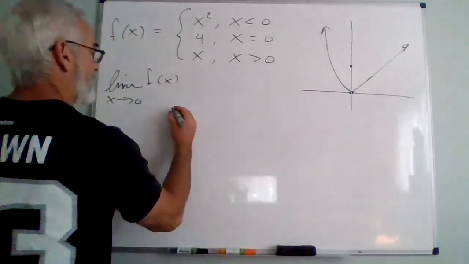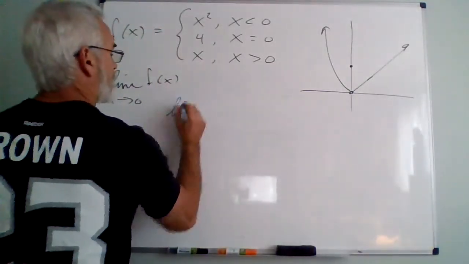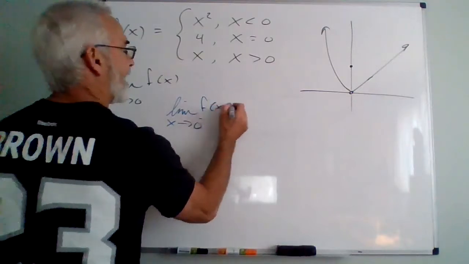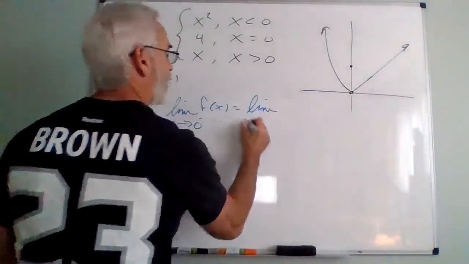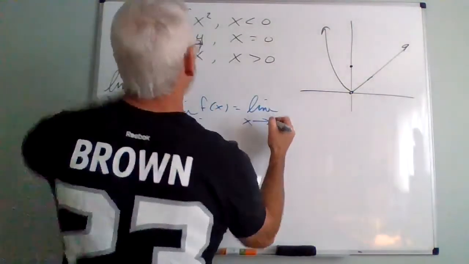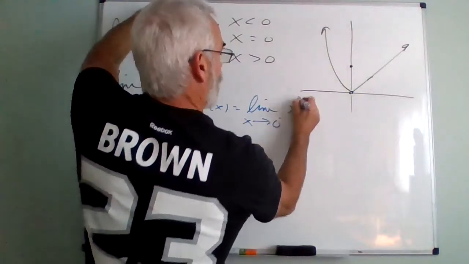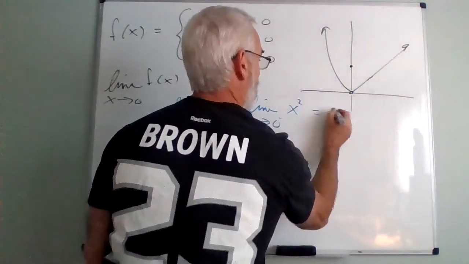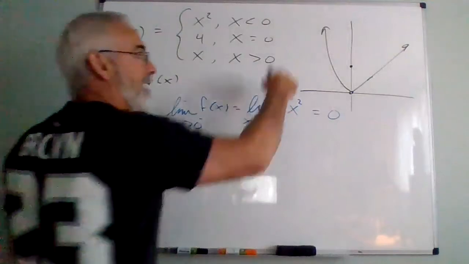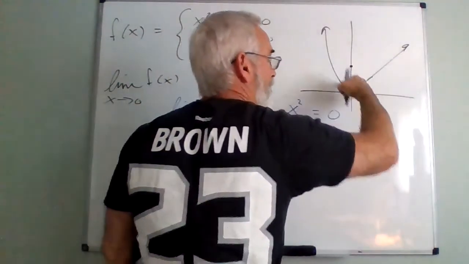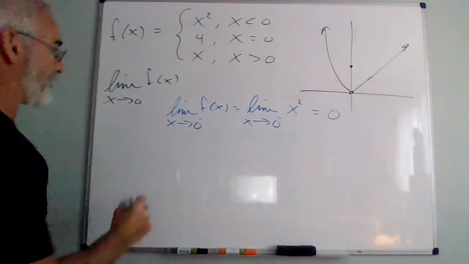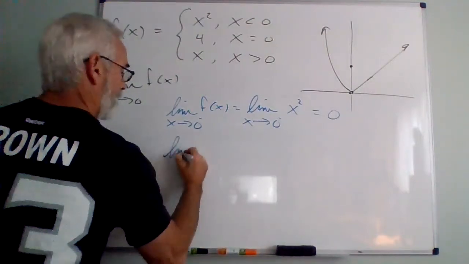So let's start with the limit from the left. The limit as x approaches 0 from the left of f of x is the limit as x approaches 0 from the left of the function y equals x squared. And clearly that limit would be 0. In fact, that's easy to see on my graph. That's where I was headed. I was headed to the origin. Never got there, but I was headed there.